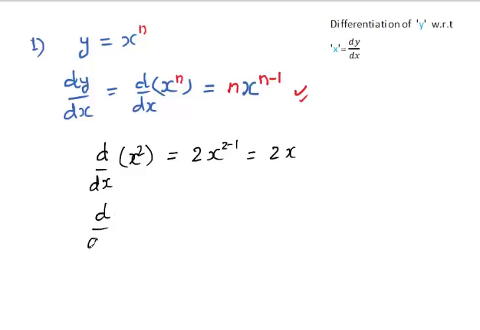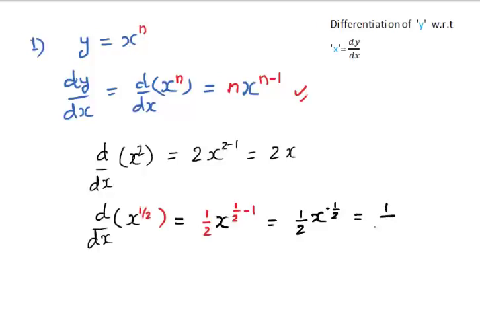Another example will be d by dx of, let's say, x to the power half. You can always identify your n to be half, and the result would be given by n x to the power n minus 1. So n is half. So you will write here n, which is half, x to the power of half minus 1, which can be written as half x to the power of minus half, which is just 1 by 2, and then this can be written as 1 by root x.